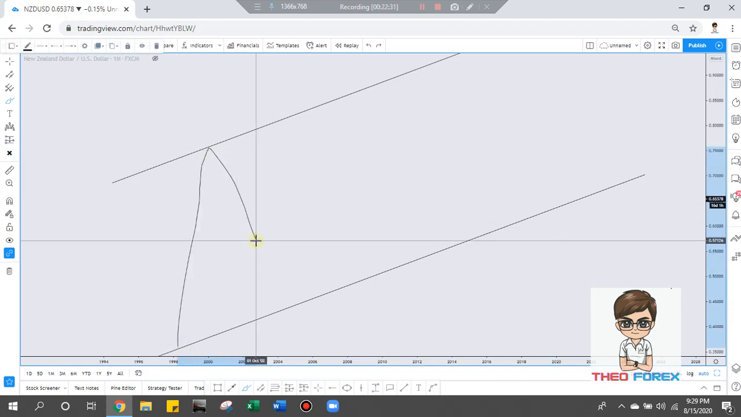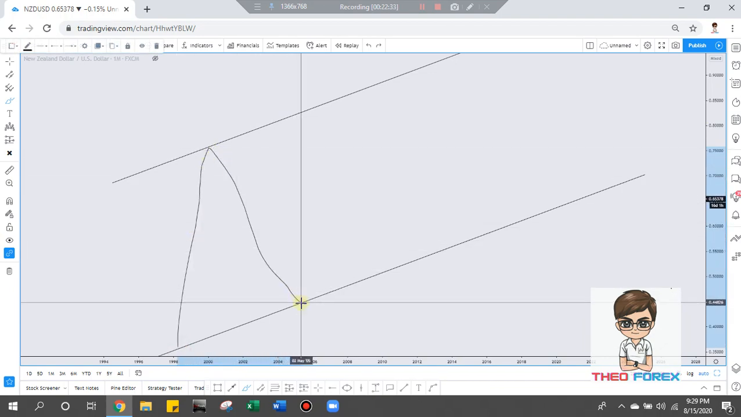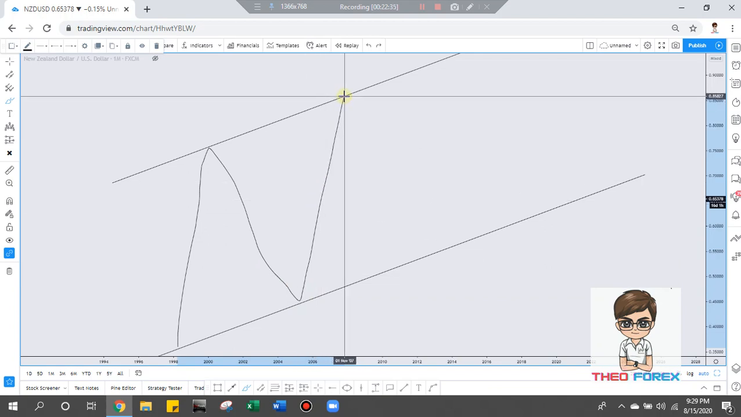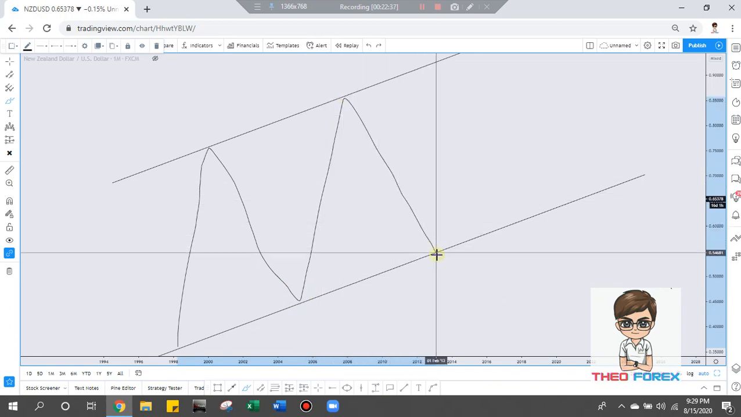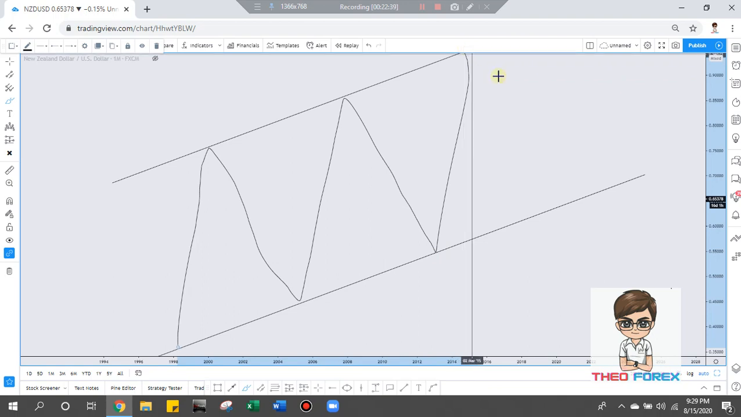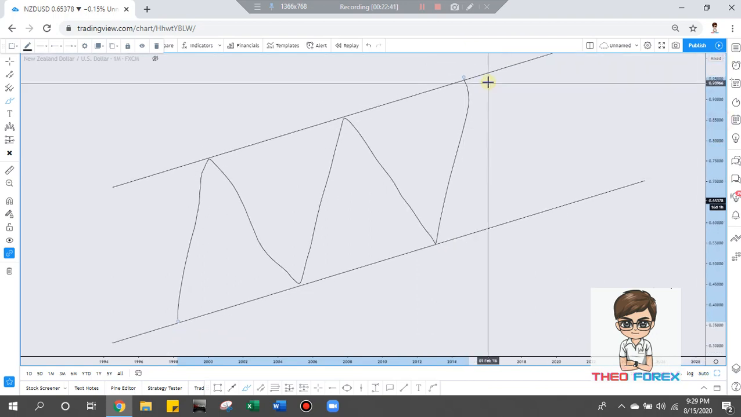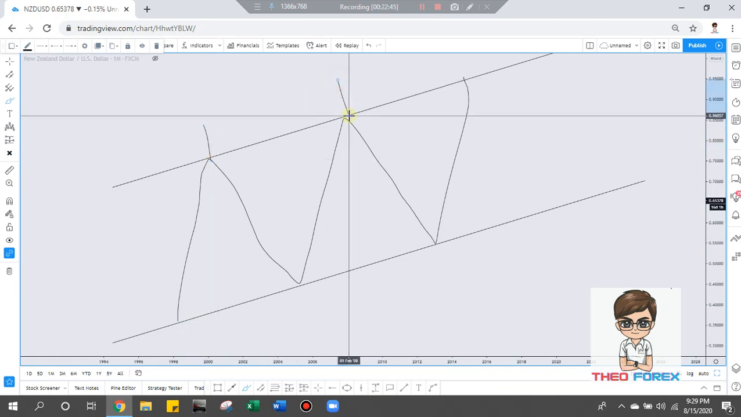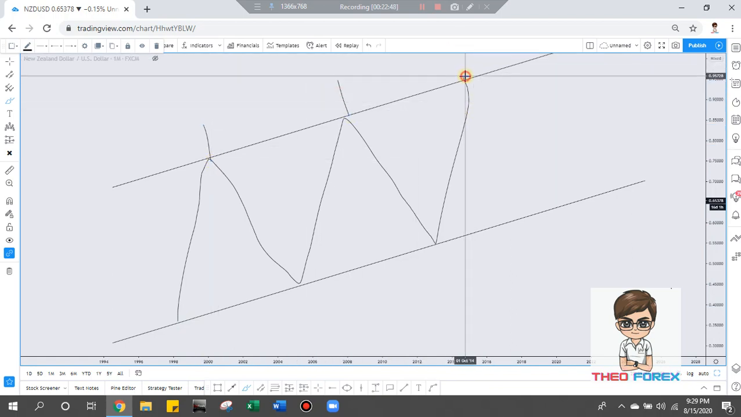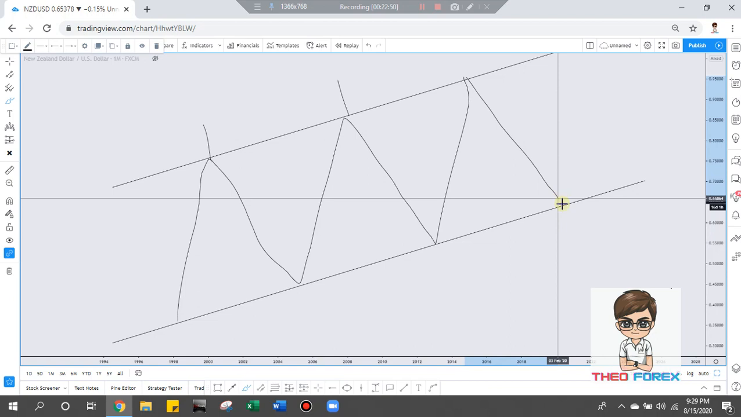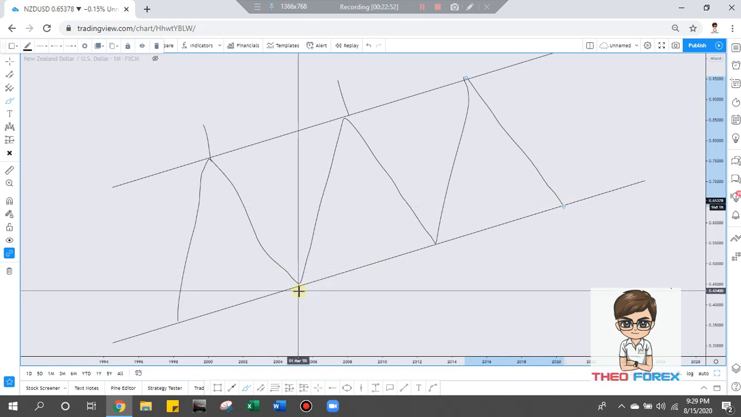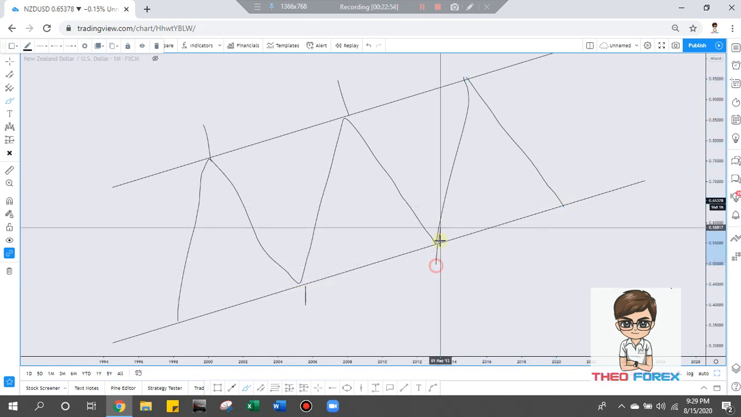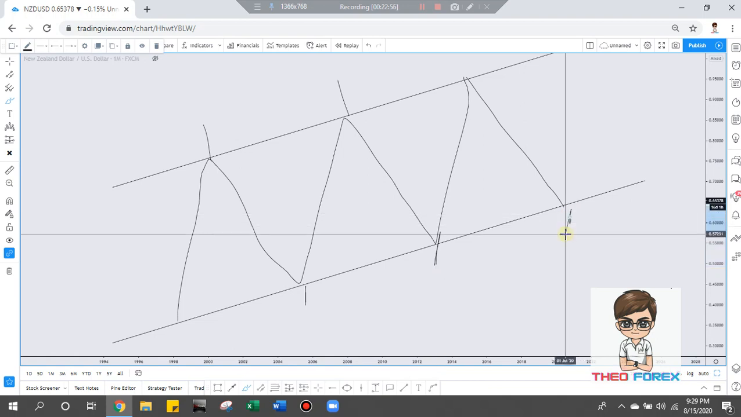Let me clear that out. Now let me say this is a channel. 1, 2, 3. So price has touched this channel 3 times. Look at it. The first time it reacted. What do you believe it will do the third time? It will react. So that is what a three touch confirmation pattern is. It has touched it the first time, second time, third time. What do you believe it will do?